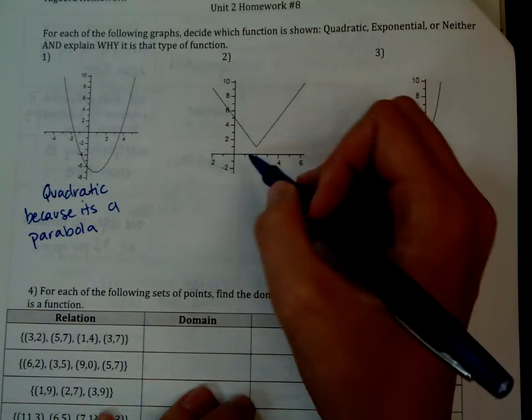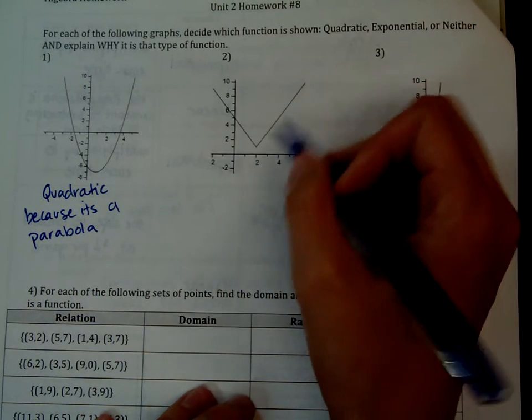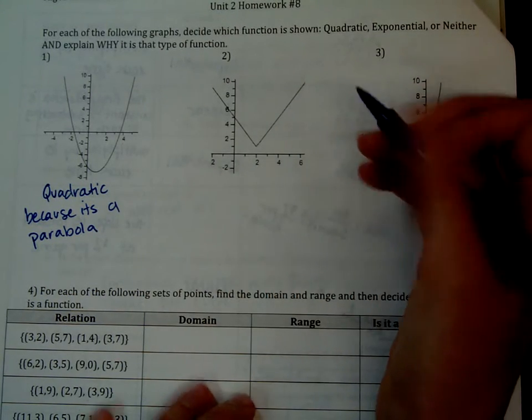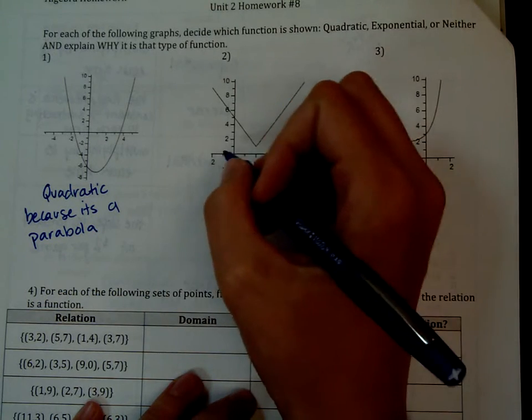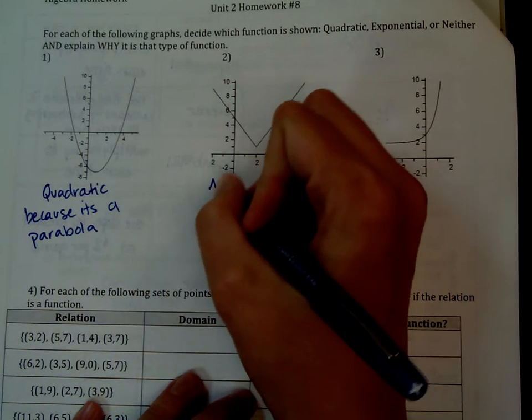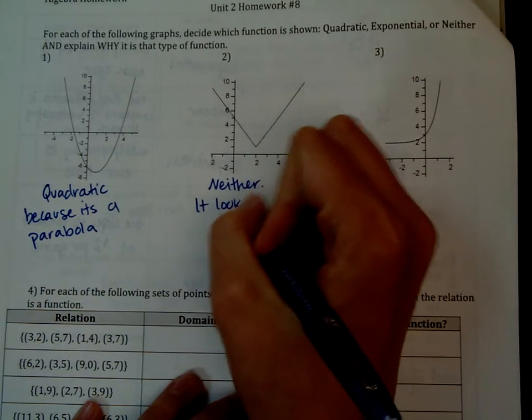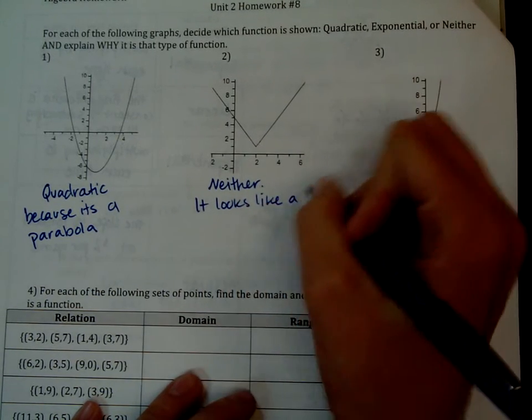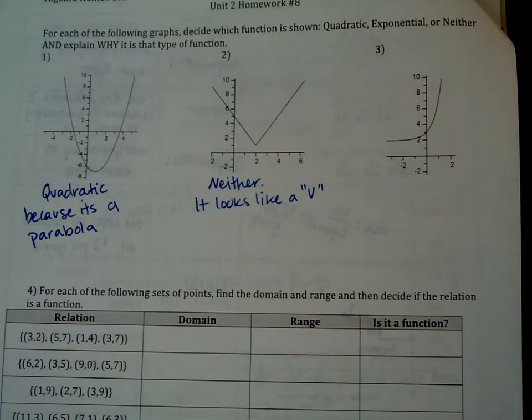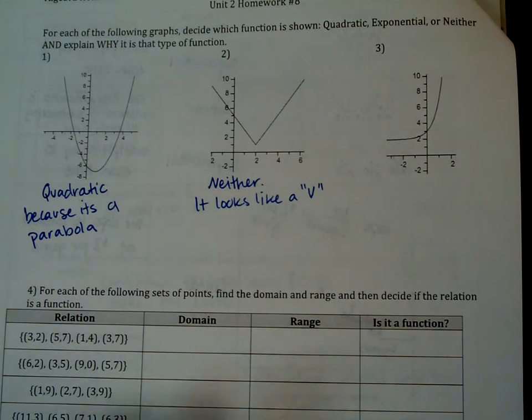Part B looks kind of like a parabola, but it's like a V. So this is neither exponential nor quadratic because it looks like a V. And we've actually learned what this is. This is absolute value.